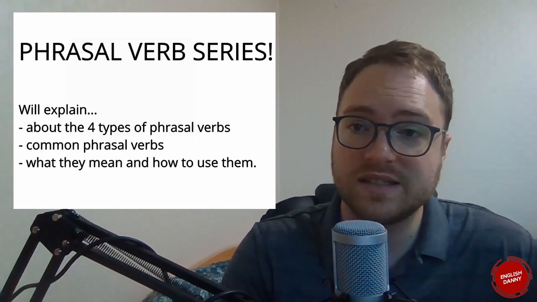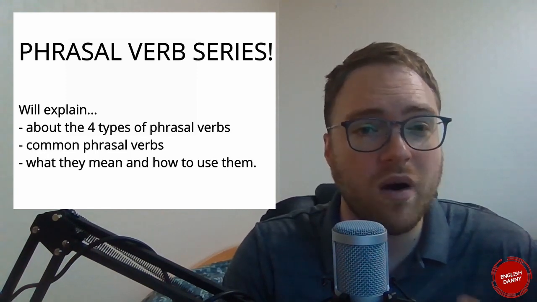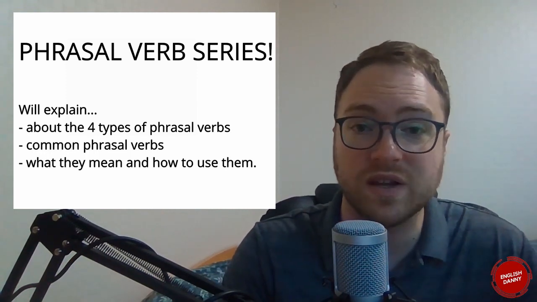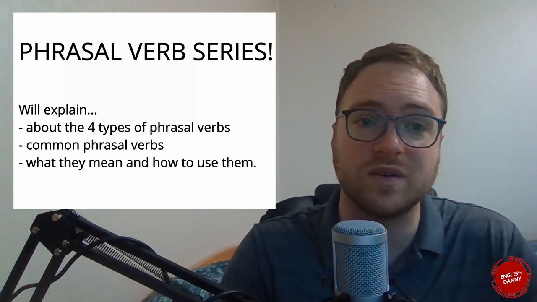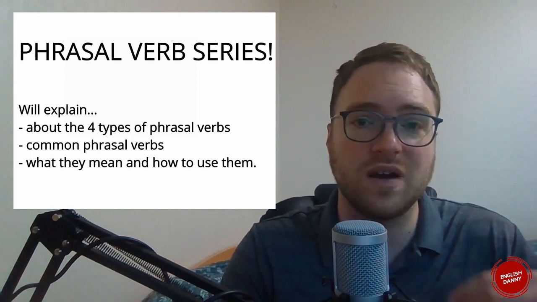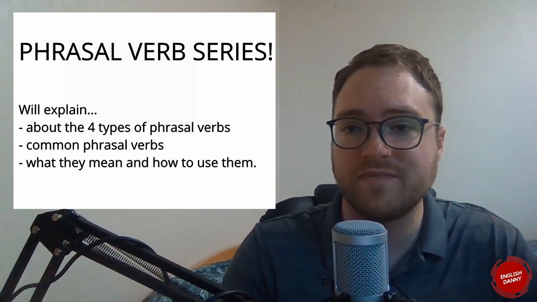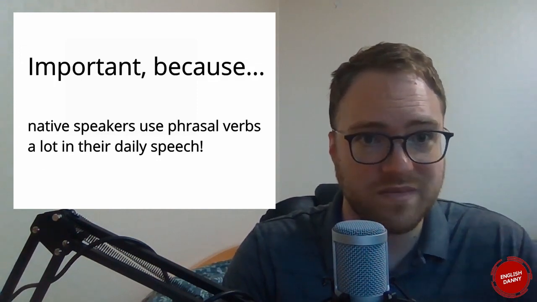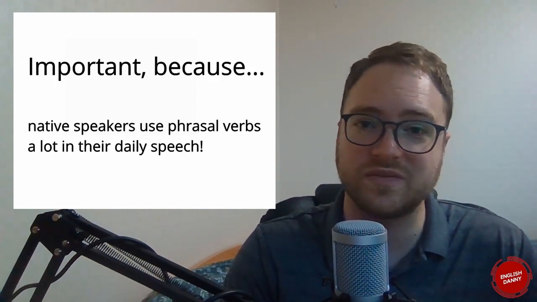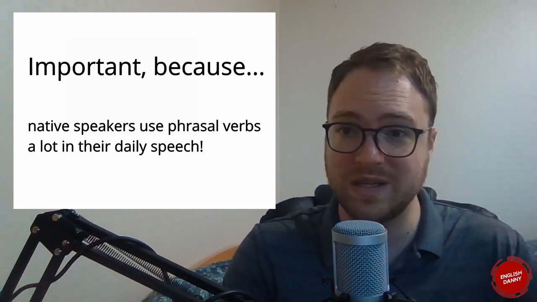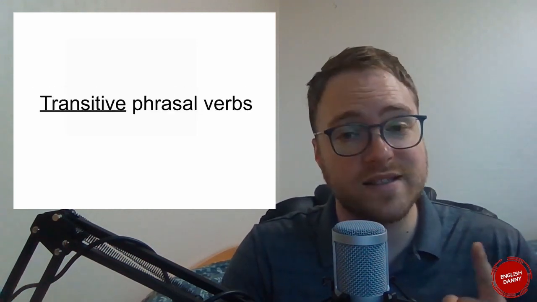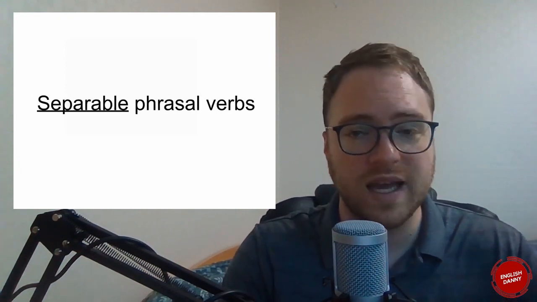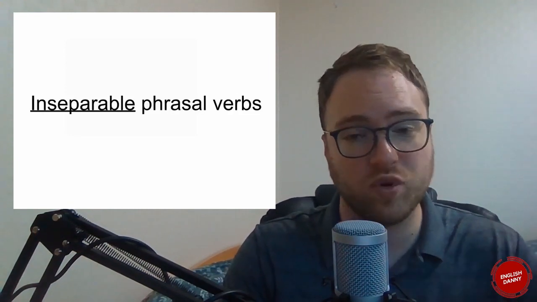So we're starting a series of videos that will explain all about the 4 different kinds of phrasal verbs. We'll also give you a great list of the most common phrasal verbs in English, with explanations of what they mean and how to use them. This is very important for you to learn because native speakers use phrasal verbs a lot in their daily speech. Let's take a look at the different types of phrasal verbs. There are 4 different kinds of phrasal verbs: transitive, intransitive, separable, and inseparable.